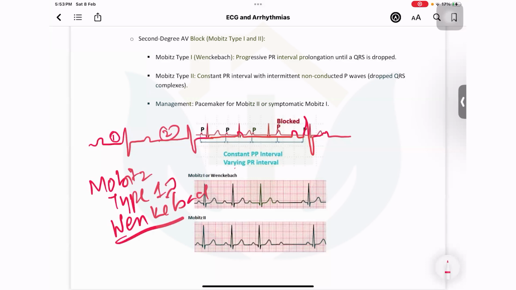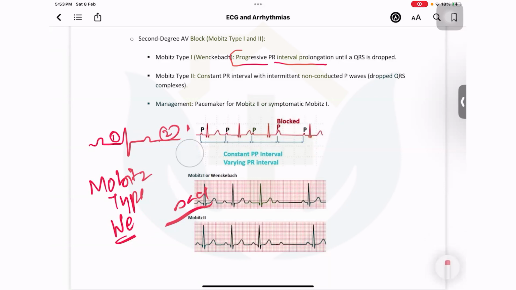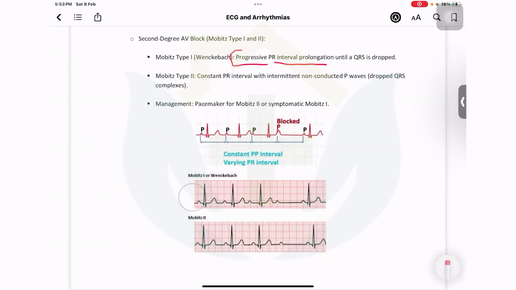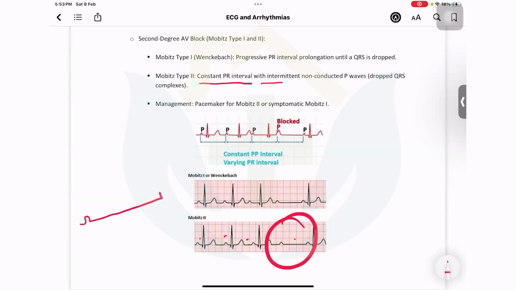One key thing to remember: Mobitz type 1 has the Wenckebach phenomenon, where there is a progressively prolonging PR interval until one of the QRS complexes is dropped. So there is a dropped beat. However, in Mobitz type 2, there is no fixed correlation. What happens is there is a constant PR interval, and then suddenly there will be a dropped beat. See, constant. You cannot predict when it will happen. And the PP interval also cannot be predicted.